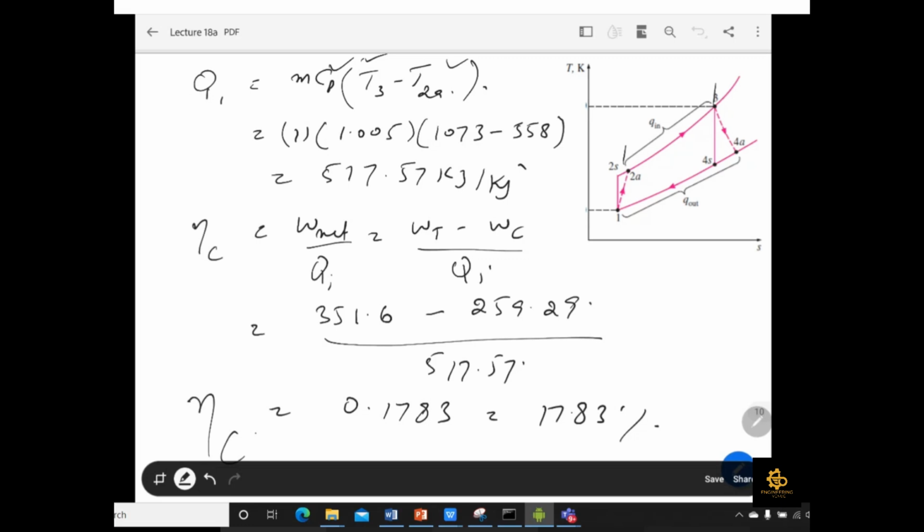Okay, so this is the solution for this type of question. If you have any question, you can ask me or you can note down the solution, and then we will stop at this point.